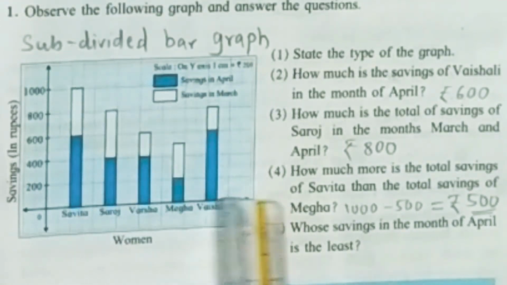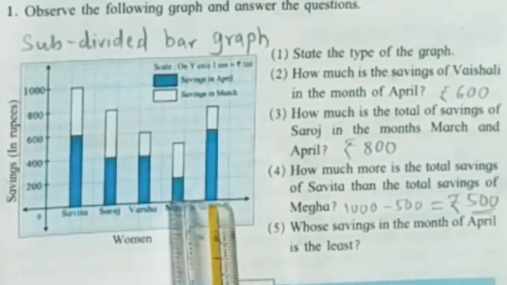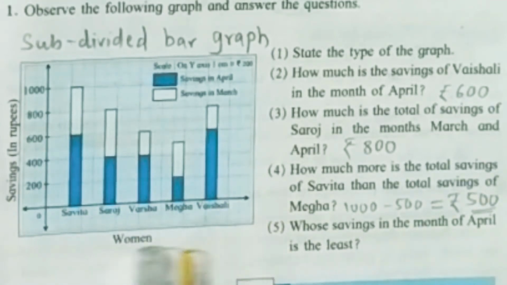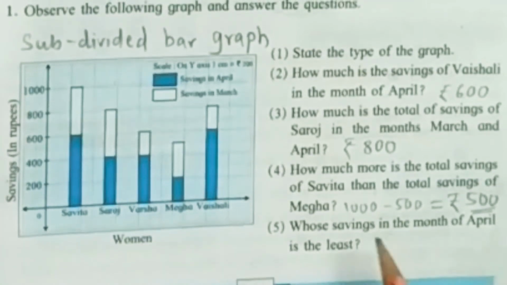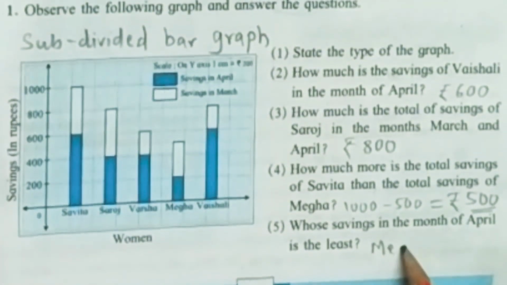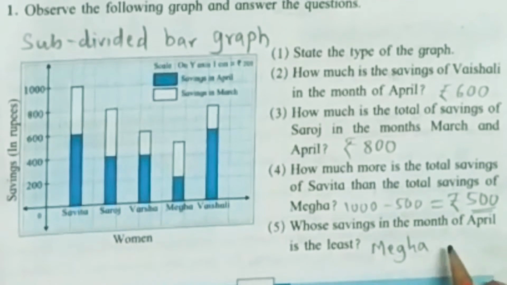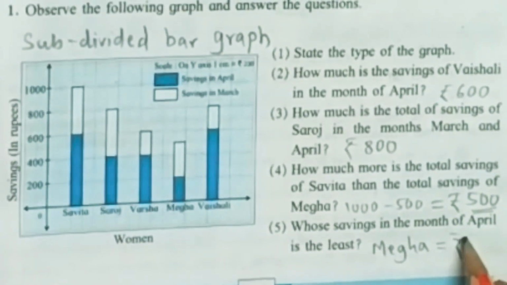Whose saving in the month of April is least? Whose saving is least in the month of April? The shaded part is less among all these 5 women. So here you can see in the subdivided bar graph, it shows Megha. The bar of Megha shows that the saving of Megha is less among all the other women. So it is least, that is 200 rupees. So the saving of Megha is less, which is rupees 200.